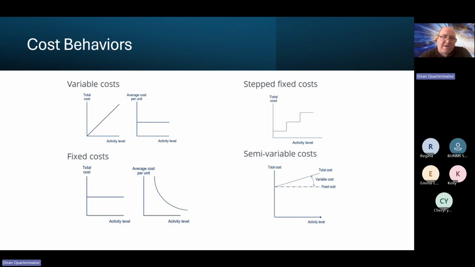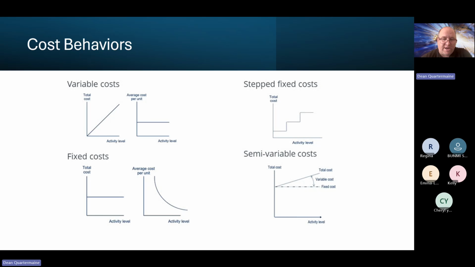Adverse to that, fixed cost. So fixed cost, the total cost. If you think about something like fixed cost, a fixed cost might be the rent for your factory. If the rent for your factory is £50,000 a year, it doesn't matter if you make 1 unit or 1,000,000 units, you've still got a £50,000 rent bill to pay. So the total cost is completely fixed.